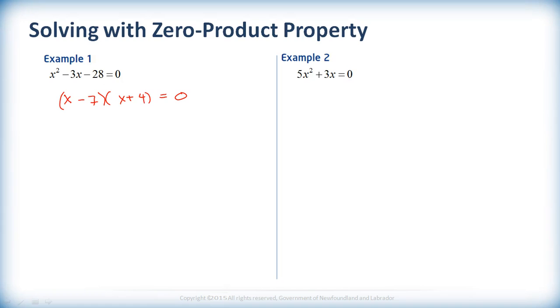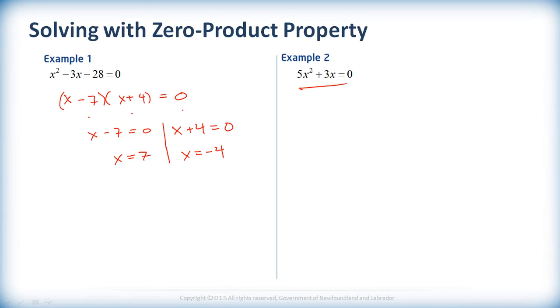Now I've got factored form. So zero product property tells me that if a times b equals 0, then a is 0 or b is 0, or maybe they're both 0. But either way, we look at both cases. So either x minus 7 equals 0 or x plus 4 equals 0. If x minus 7 equals 0, then x is 7. And if x plus 4 equals 0, x is minus 4.